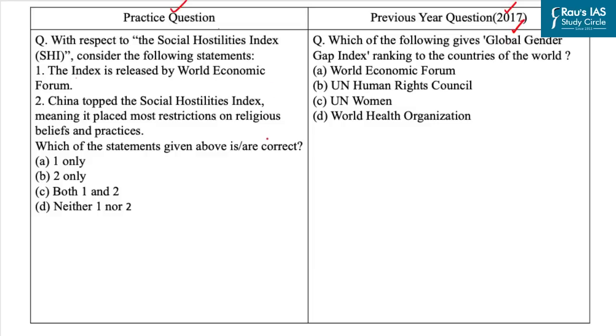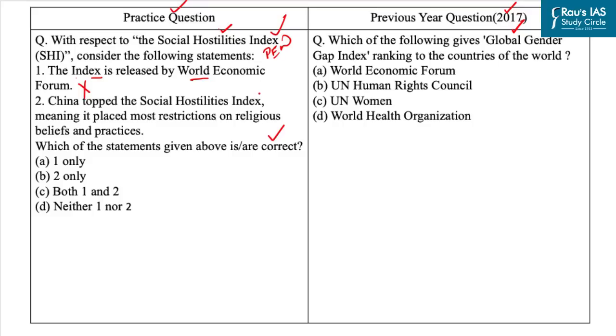Here you have to find out the correct statements with respect to the Social Hostilities Index, that is SHI. The first statement is the index is released by World Economic Forum. Now this statement is incorrect as it is released by Pew Research Center. The index measures acts of religious hostility by private individuals, organizations, or groups in society.